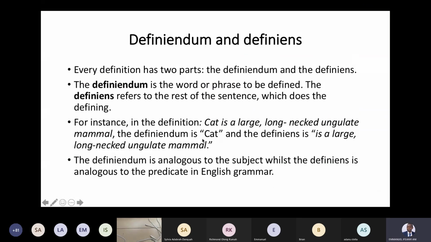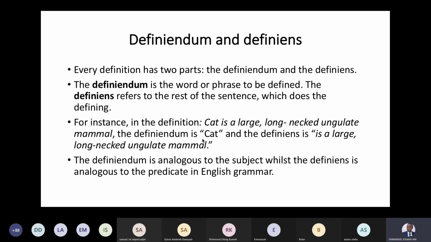Okay, so we were talking about two parts of a definition. We have the definiendum and the definiens. The definiendum is the word or phrase to be defined. That word that we want to define is the definiendum. It is like the subject when we did our English language. You read about subject and predicate. So in definitions as sentences, the definiendum is akin to the subject.